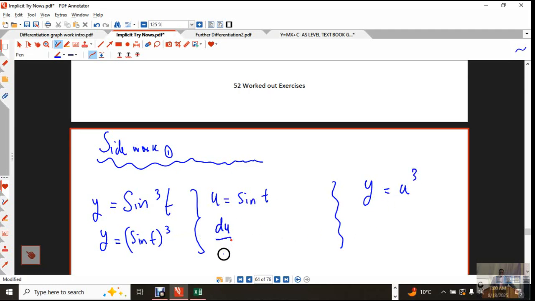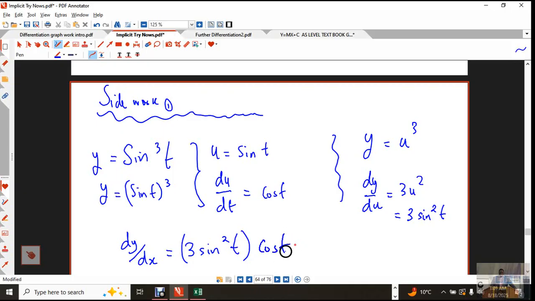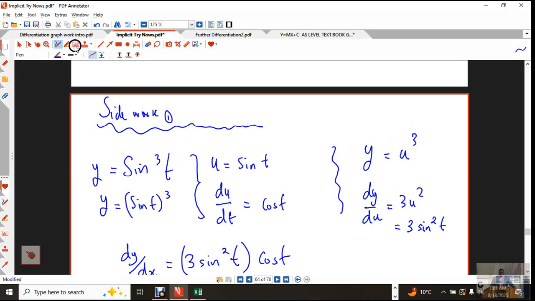Okay, so here du/dt will be, the derivative of sine is cos t. Then dy/du is 3u squared, which we know u to be sine t, so that's going to be 3 sine squared t. Then from here, dy/dt will be dy/du, which is 3 sine squared t, multiplied by du/dt, which is nothing but cos t. Now, this is the derivative of this baby over here.